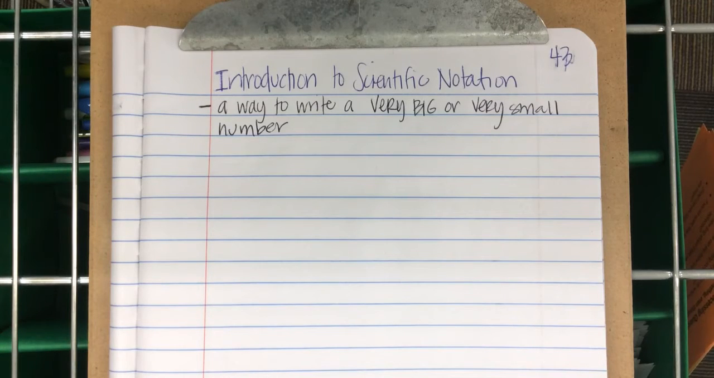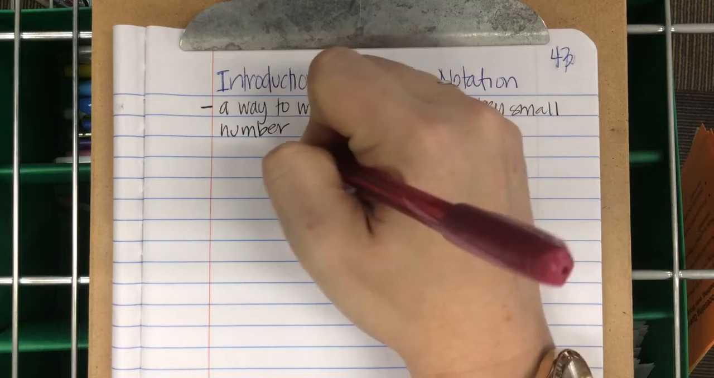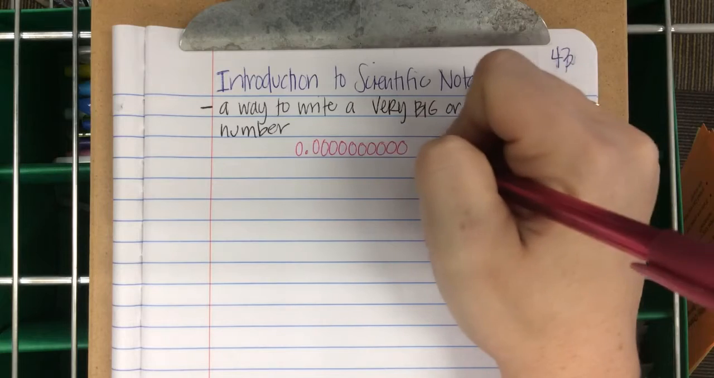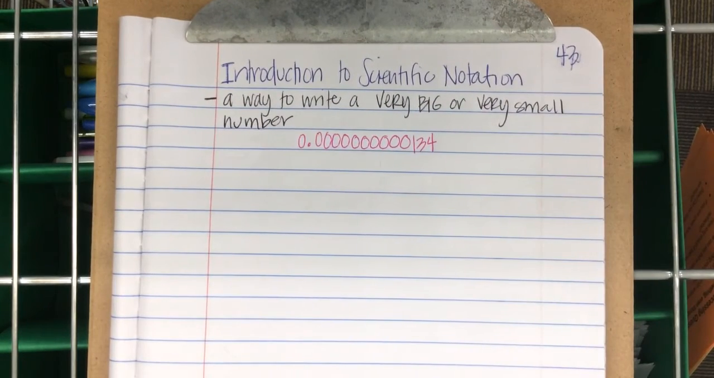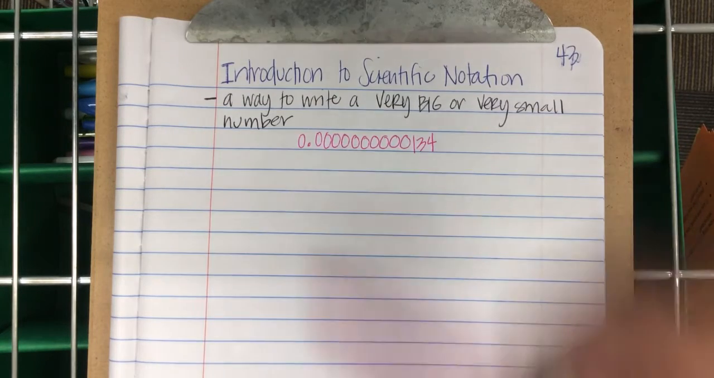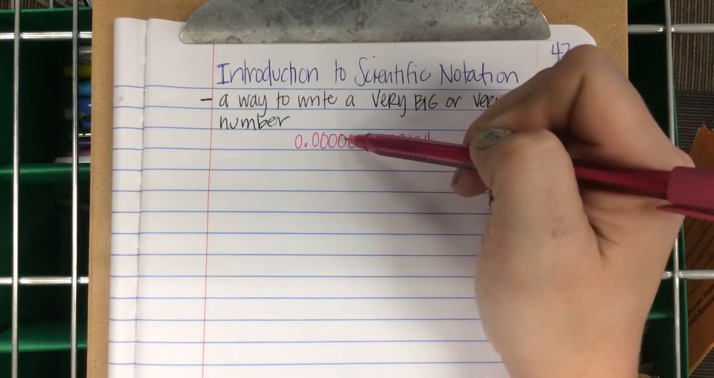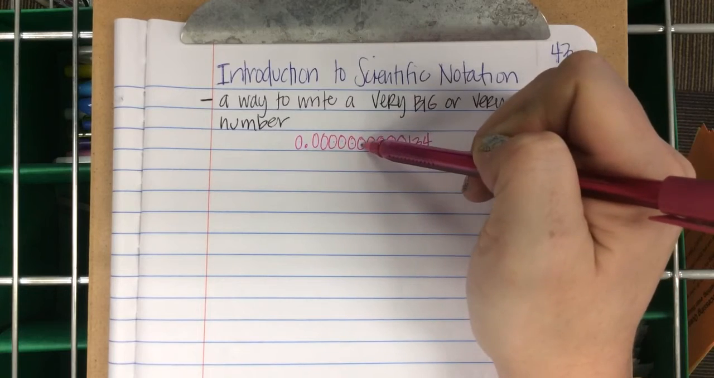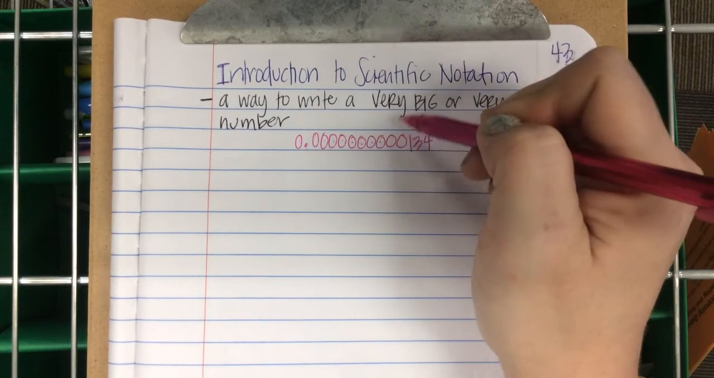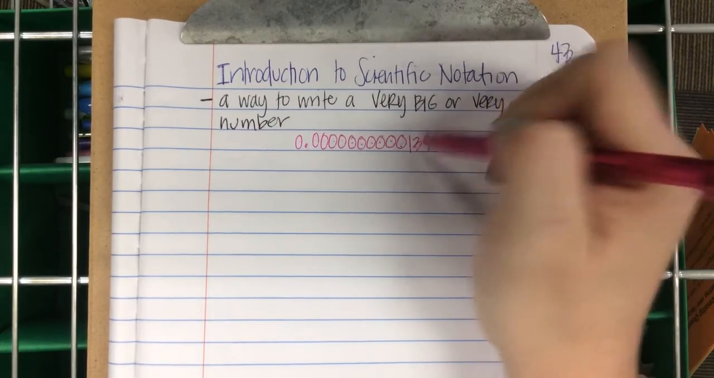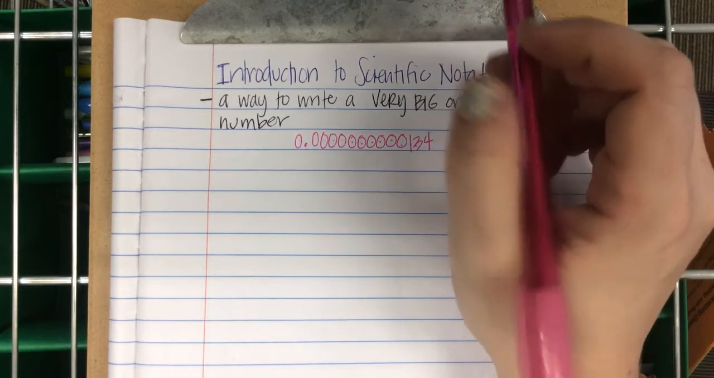Okay, so here's an example. You may have this number. Yep. So here, I'm going to read it to you. Are you ready? I'm reading the number that you're writing. You're writing down 0.00000000134. I'm going to say it again.